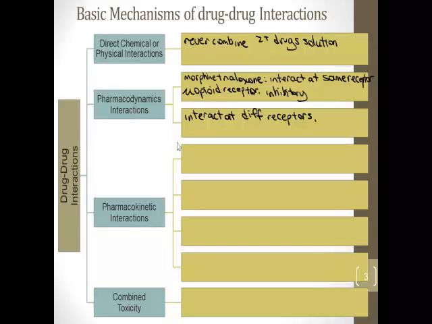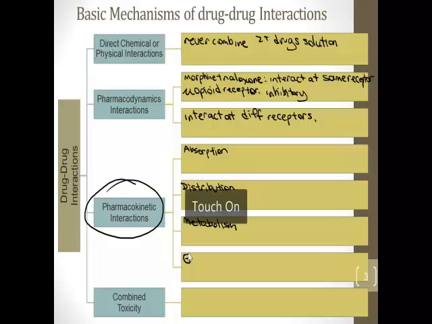Now, the third category of groups are pharmacokinetic interactions, and pharmacokinetics is divided into four different things. First one is absorption. Second one is distribution. Third one is metabolism. And then the fourth one is elimination. So the interactions can occur at any of these four points.